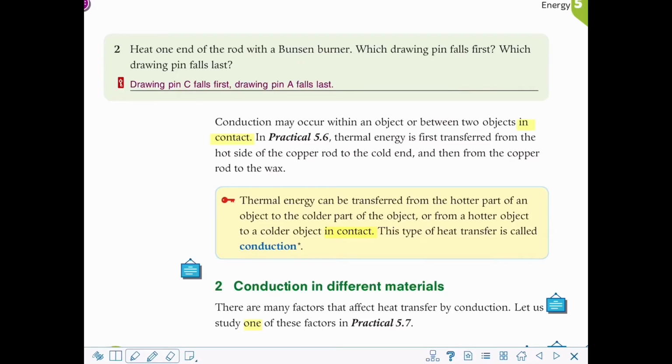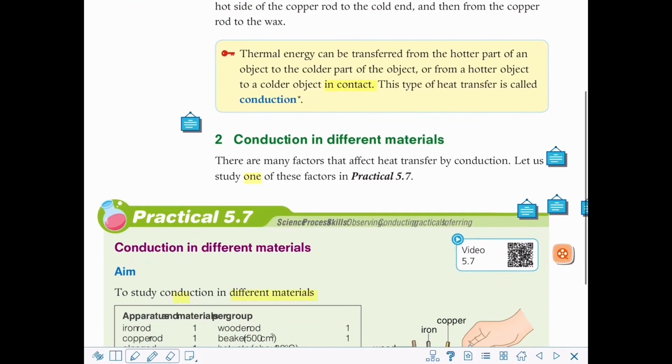Now, let's move on to the next aim of this video lesson. We will discuss one factor affecting conduction. The factor is different materials. Again, I will show you a video of the experiment soon after we have a look at the aims, apparatuses, and material used, and the two steps of the experiment first, so that you know what is going to be done and be able to expect for certain results.